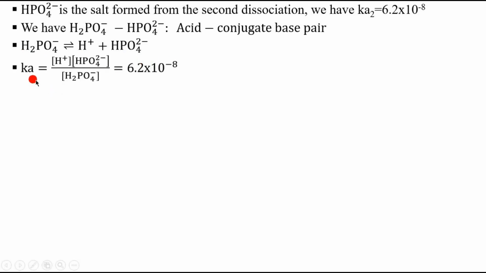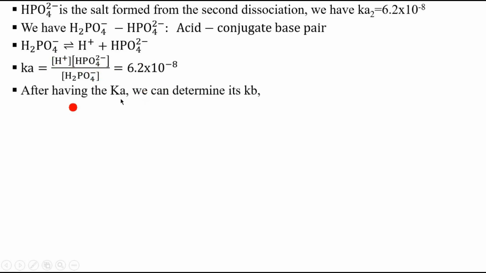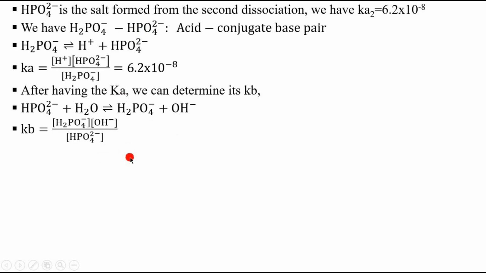Then you have the Ka value, which we have here. After having the Ka, you can determine its Kb. Kb means this one will react with water, attracting the hydrogen and liberating hydroxide. Can you see we have the acid and conjugate base pair. We obtain Ka from the acid and Kb from this one. Ka times Kb is equal to Kw, so Kb is equal to this one.